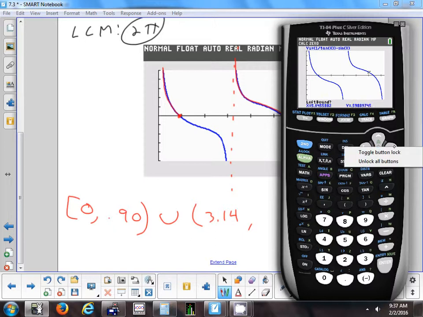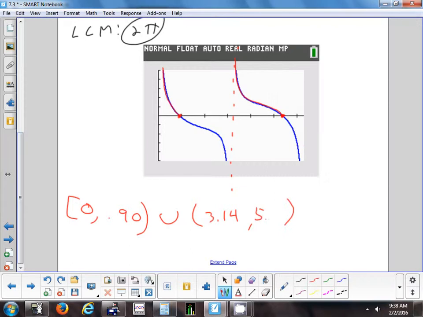If you can't find where you're at, if you just keep pressing left or right, eventually it'll pop up on the screen. 5.38. Okay, the way I was doing it originally, I was going to do where it was less than 0, which would be 0.9 to 3.14 and 5.38 to the edge of my screen. And that behavior is going to repeat how often?